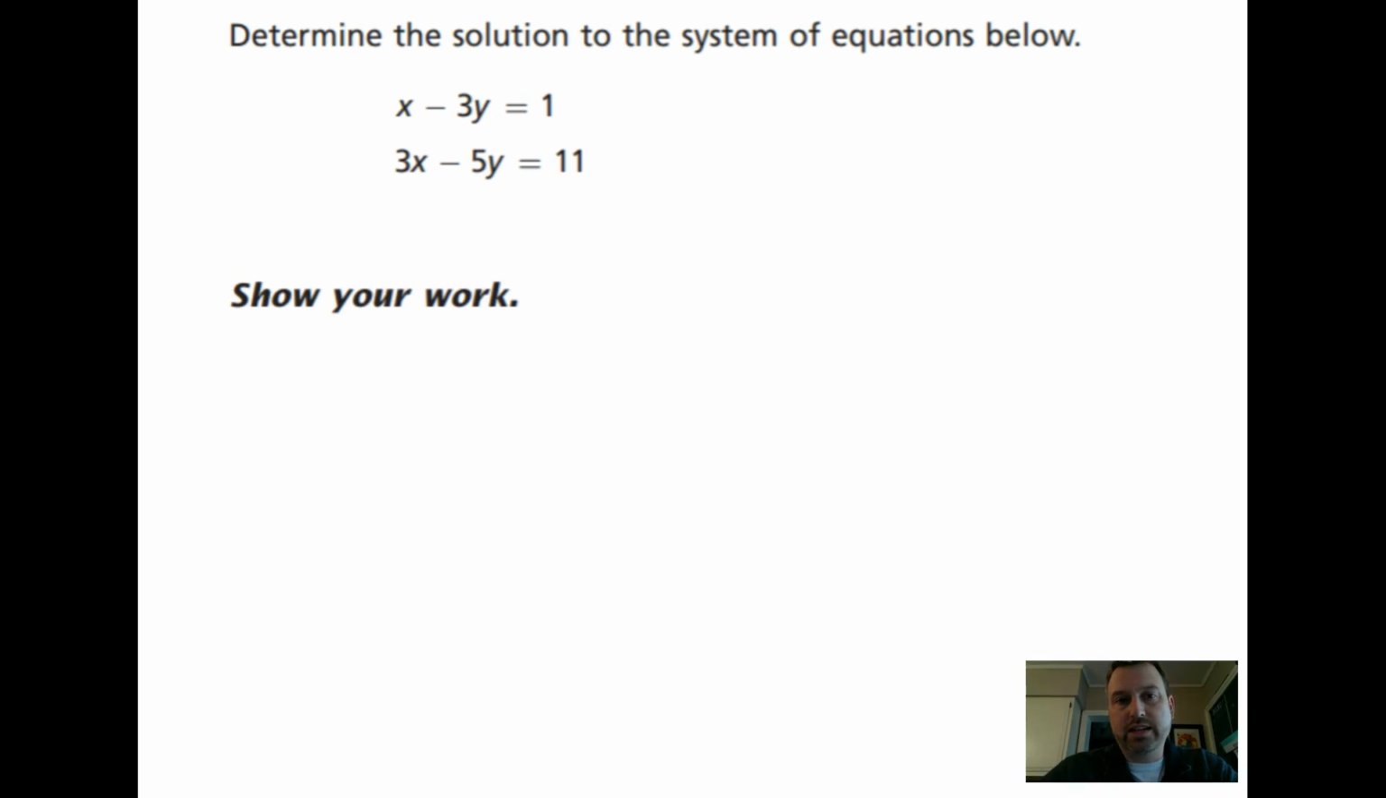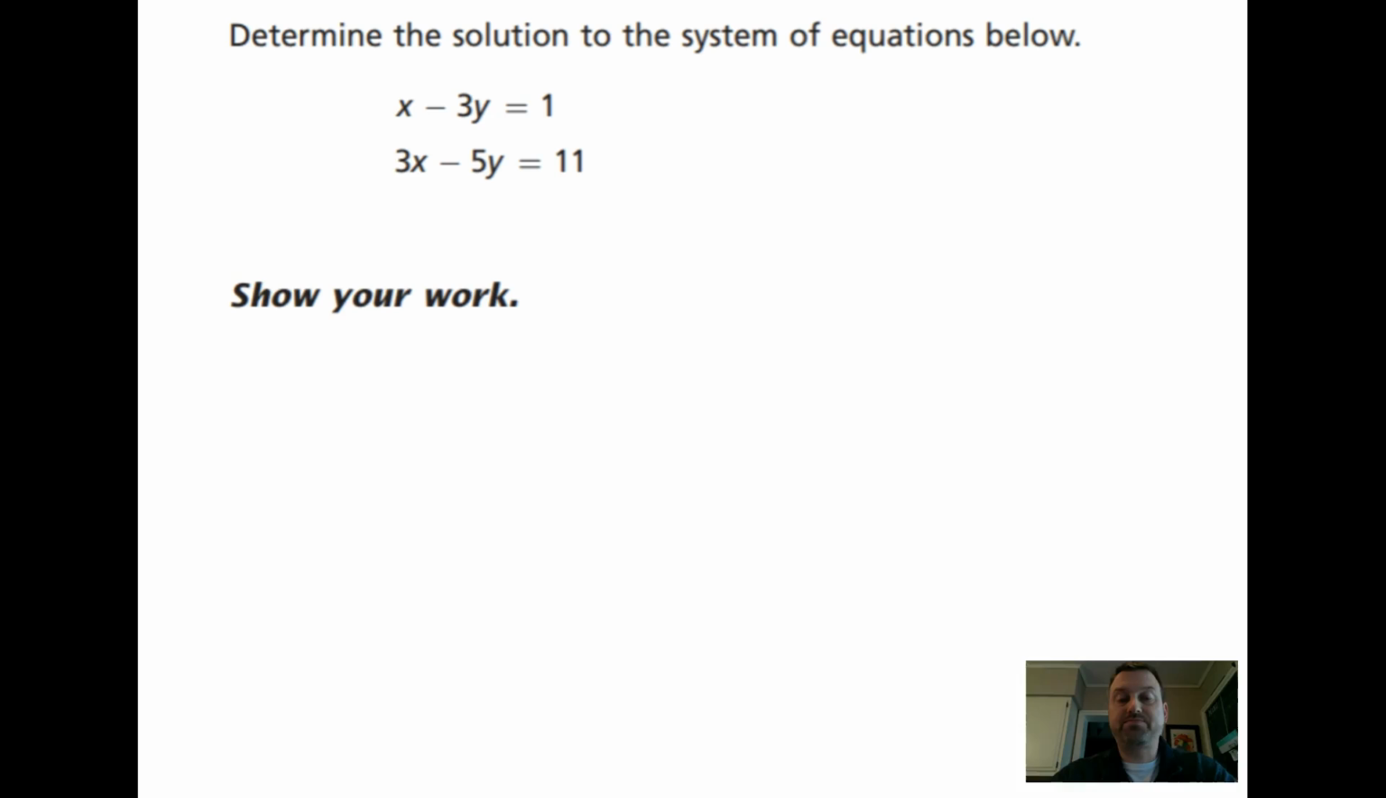This is, again, a state test question from a year or two ago. It says determine the solution to the system of equations below. If you look at the way it's set up, the x's won't cancel, the y's won't cancel, so you need to manipulate them a little bit to make one of the variables go away. The x's are easier to get rid of than the y's. You could get rid of the y's, but it would involve multiplying both the top and the bottom equations by a factor in order for them to eliminate.